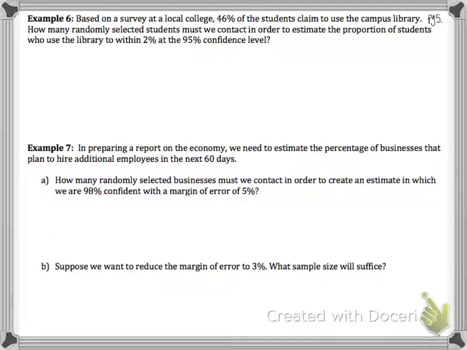So this says, based on a survey at a local college, 46% of the students claim to use the campus library. How many randomly selected students, here we go. This is the question. And they're really asking me, what is n? And we only know one equation from our notes to find n. Let me just record that. It looks something like this craziness.